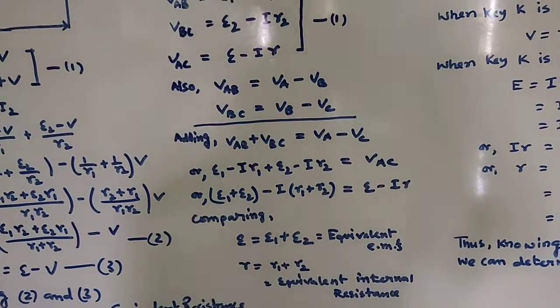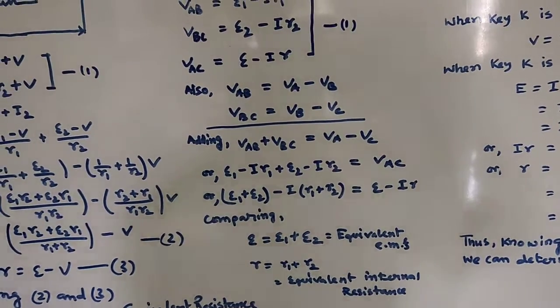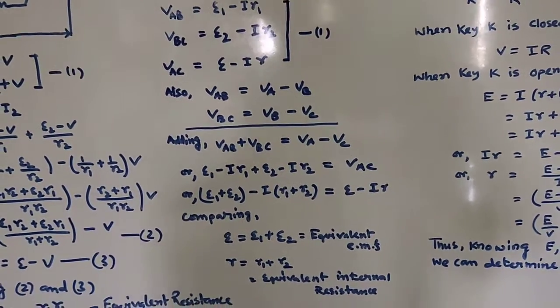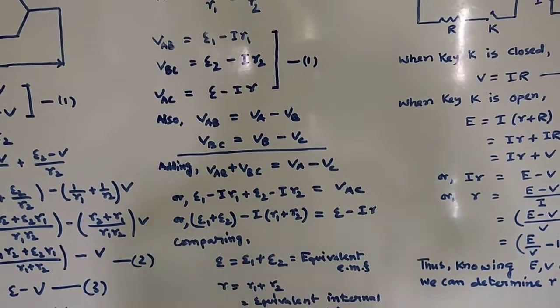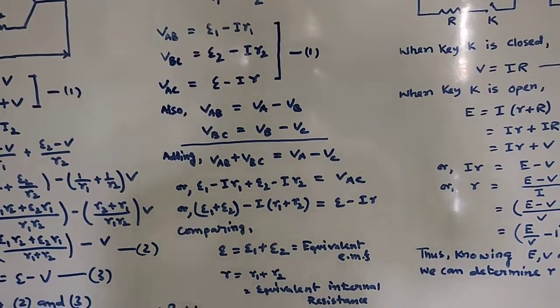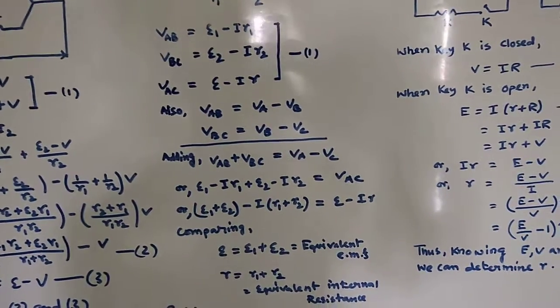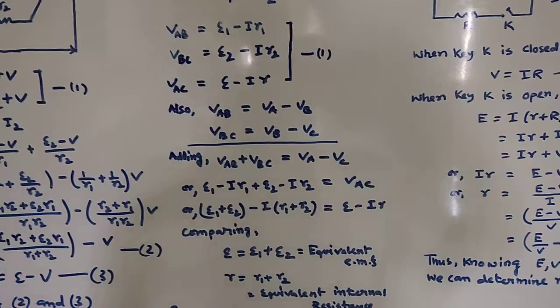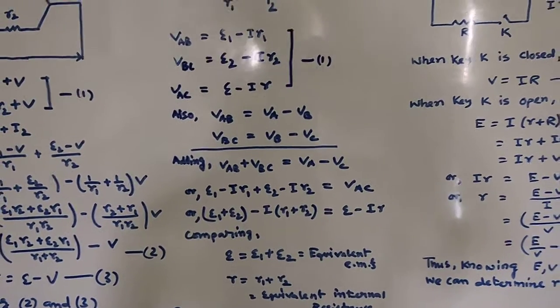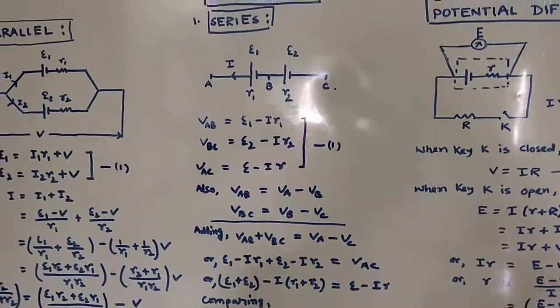So net EMF is nothing but the sum of the individual EMFs of the cells, and net internal resistance is equal to the sum of the internal resistances of the cells. So in series, the net EMF is only the addition of the EMFs of the individual cells, and net internal resistance is nothing but the sum of the internal resistances of the cells.